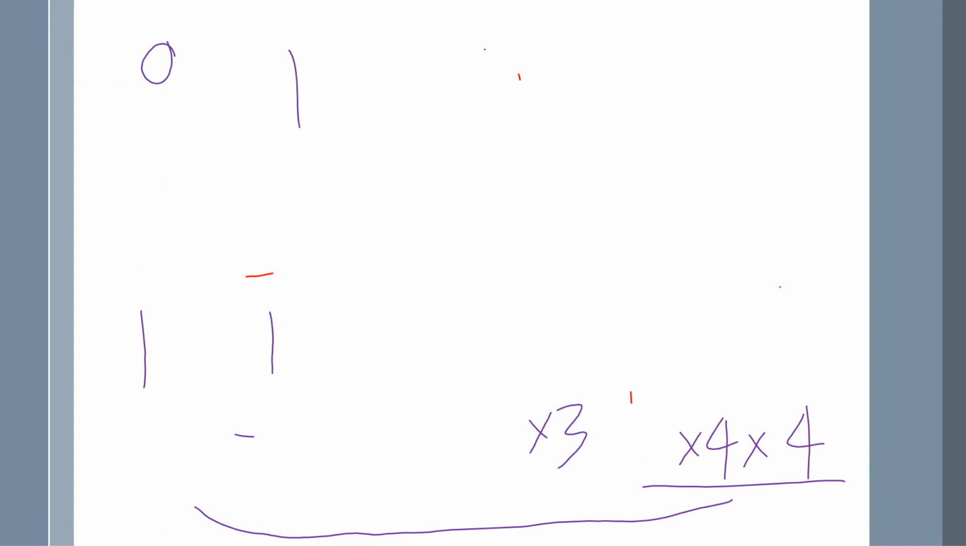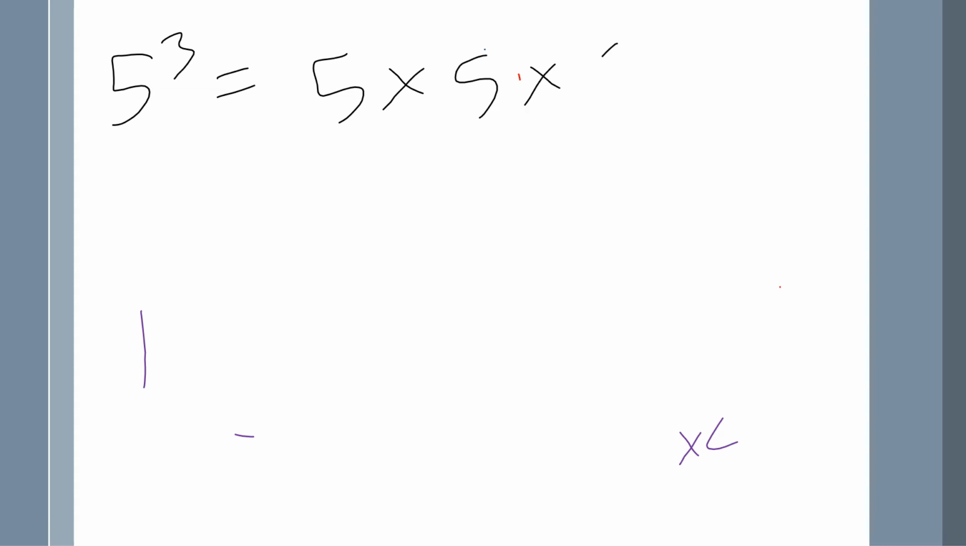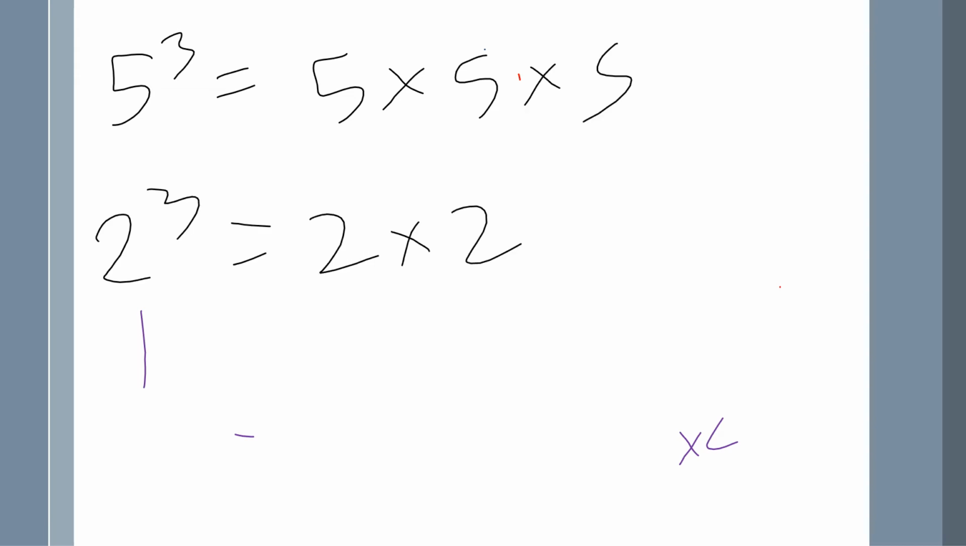I'll do a few more, then we're going to speed up. 5 to the power of 3 is saying 5 times 5 times 5. 2 to the power of 3 is saying 2 times 2 times 2.